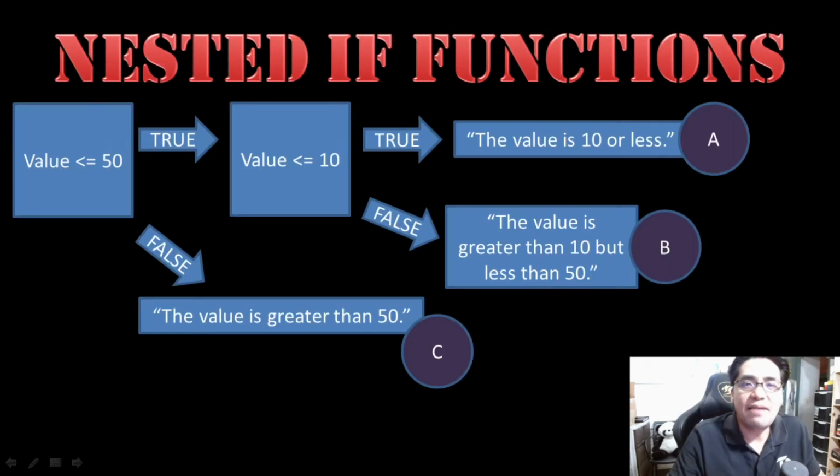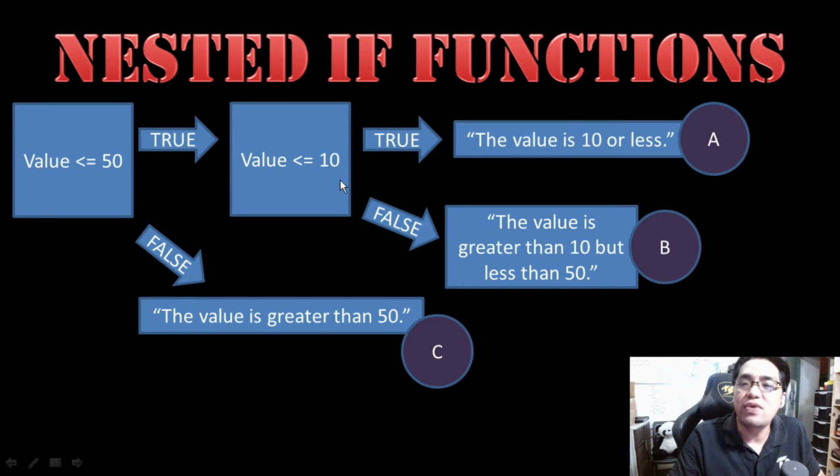So let's have an example of that particular situation. Now, let's have Microsoft Excel evaluate one particular value over here. And we ask Microsoft Excel, is the value less than or equal to 50? If it is less than or equal to 50, then Microsoft Excel will further test: is it then less than or equal to 10? If it's less than or equal to 10, then we have Microsoft Excel display "the value is 10 or less." And then we have that as outcome A.